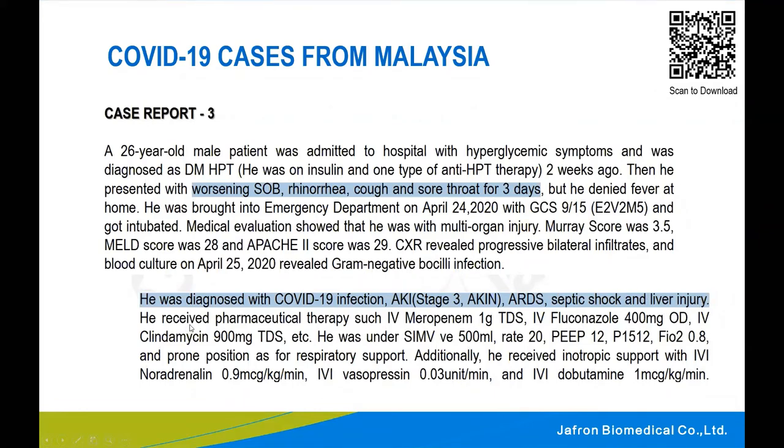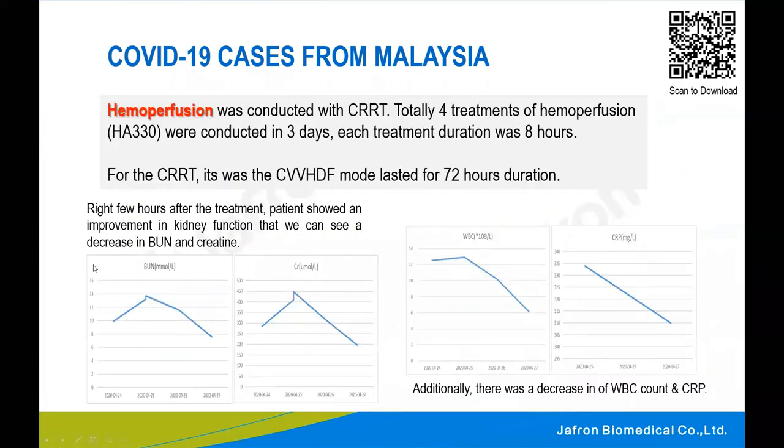And he received antiviral drug therapy and supportive therapy, and he was put in the prone position for respiratory support. Because of the septic shock, he also received inotropic support with norepinephrine and vasopressin. This patient also received hemoperfusion combined with CRRT, following the 2-1-1 recommendation of hemoperfusion combined with CRRT.